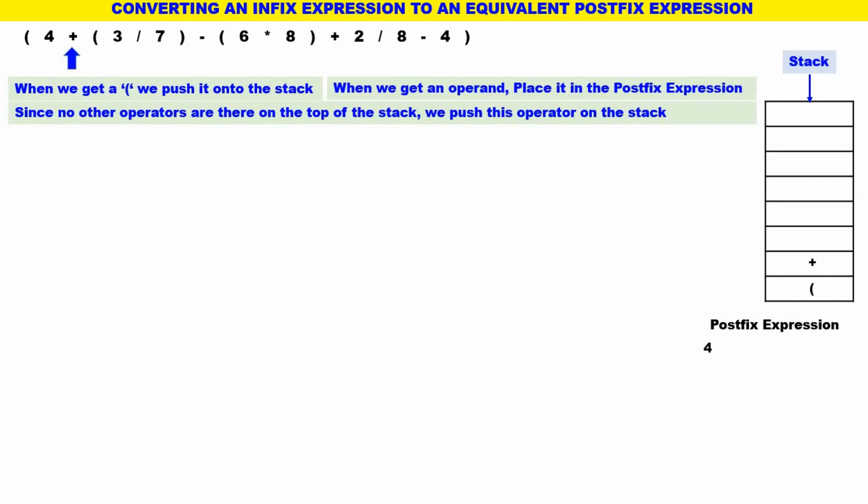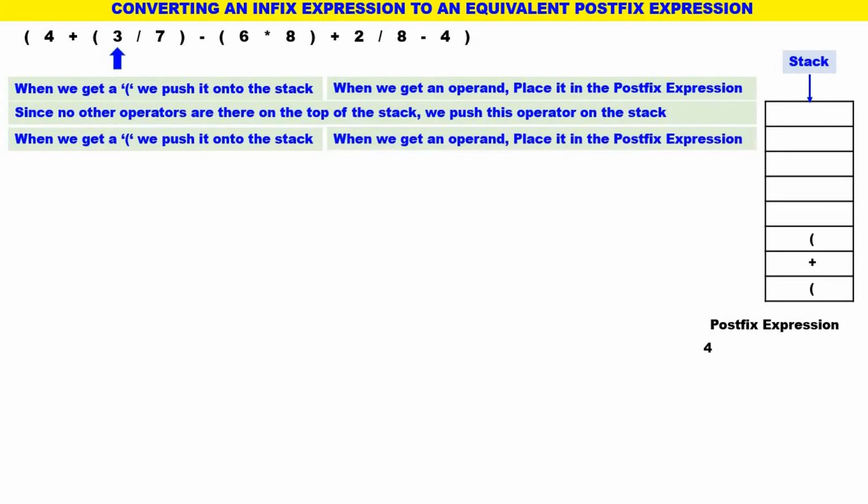Next, we shall go to the next symbol. Left parenthesis. Already you know, whenever you get a left parenthesis, what should you do? Push it onto the stack. Left parenthesis is pushed onto the stack. Let us go to the next symbol. 3, an operand. Whenever you get an operand, place it in the postfix expression. 3 is simply added to the postfix expression.